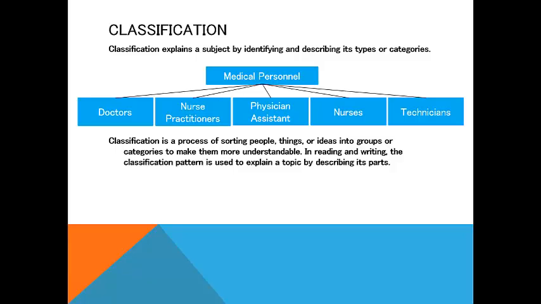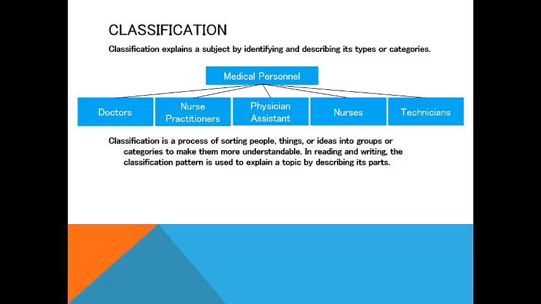Textbook writers often use the classification pattern to explain an unfamiliar or complicated topic by dividing it into more easily understood parts. These parts are selected on the basis of common characteristics. For example, a psychology textbook writer might explain human needs by classifying them into two categories, primary or secondary. Or in a chemistry textbook, various components may be grouped or classified according to common characteristics, such as presence of hydrogen or oxygen.